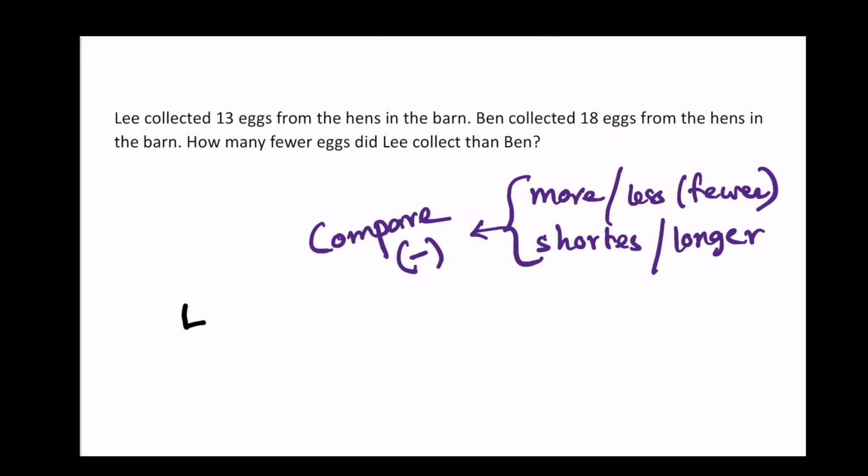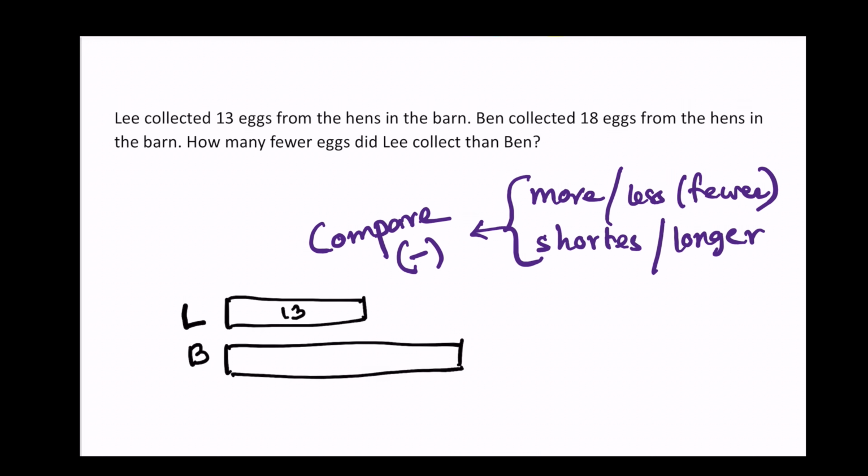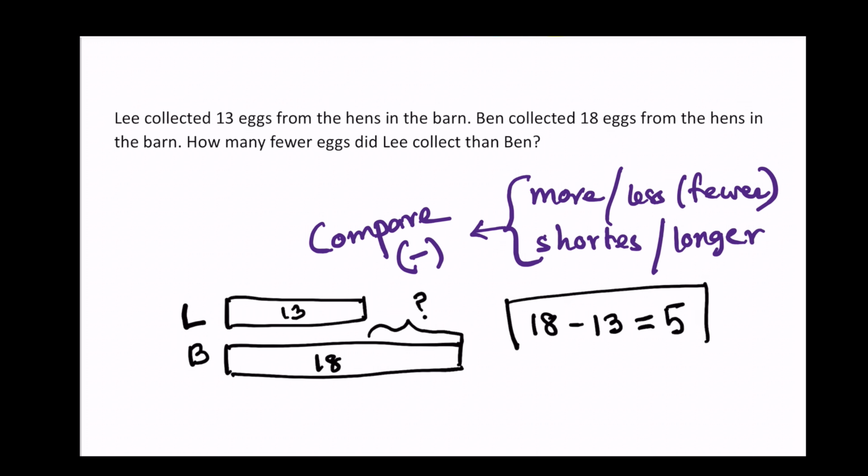So Lee collected 13 eggs. Ben collected 18. They are asking how many fewer eggs did Lee collect than Ben. So basically what they're asking is, what is the difference between these two numbers? When you try to find the difference, we're comparing the two numbers and we do subtraction. So 18 minus 13 is 5. So Lee collected 5 fewer eggs than Ben. This is the answer.